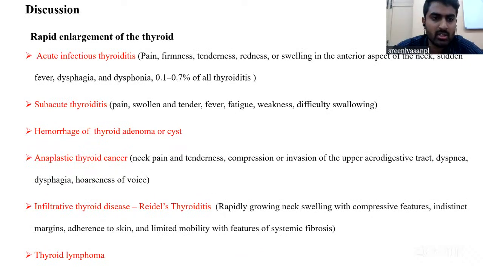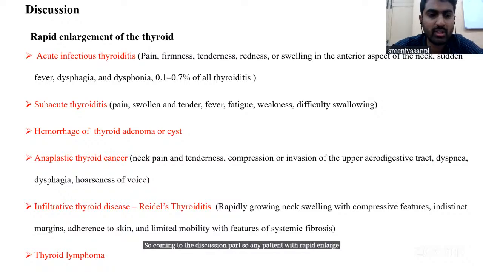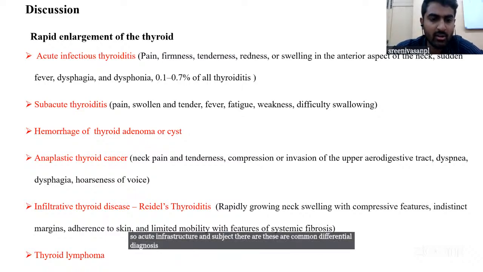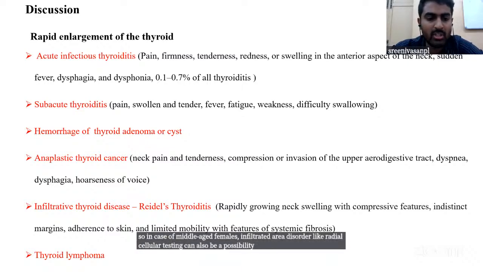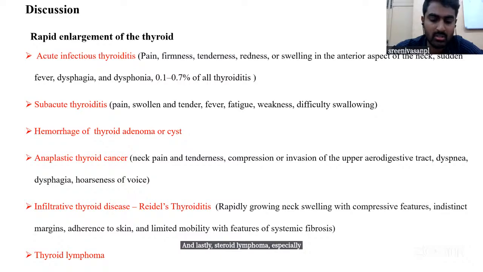So coming to the discussion part, in any patient with rapid enlargement of the thyroid in acute settings, acute infectious thyroiditis and subacute thyroiditis are common differential diagnoses. Also, hemorrhage into a thyroid cyst is a possibility. In elderly patients, anaplastic thyroid carcinoma is always a possibility. In middle-aged females, infiltrative thyroid disorders like Riedel's thyroiditis can also be a possibility. And lastly, thyroid lymphoma, especially in a patient with Hashimoto's thyroiditis.